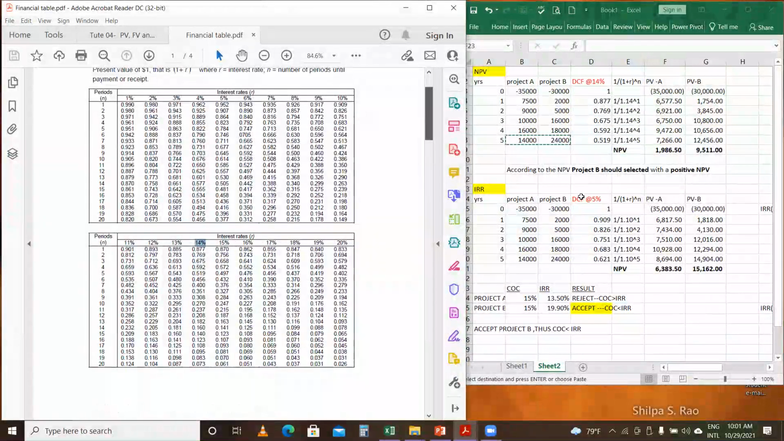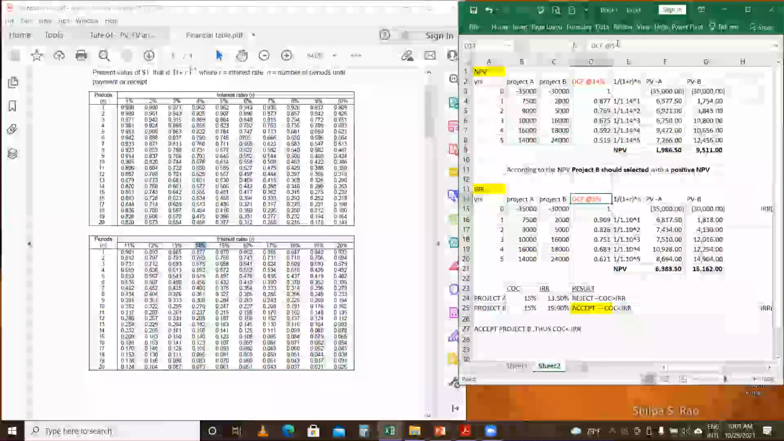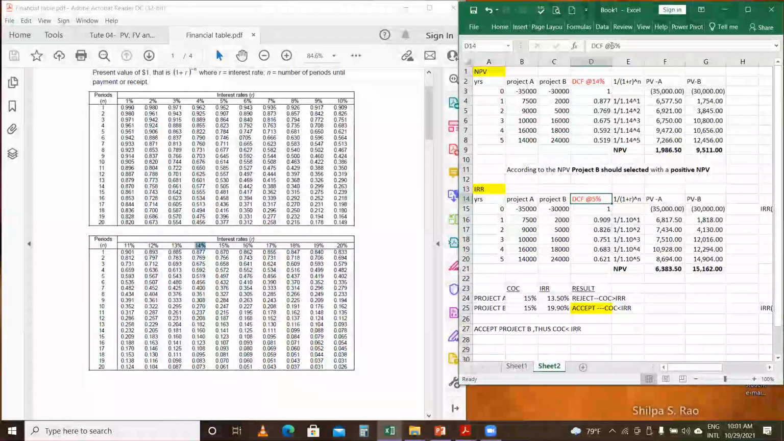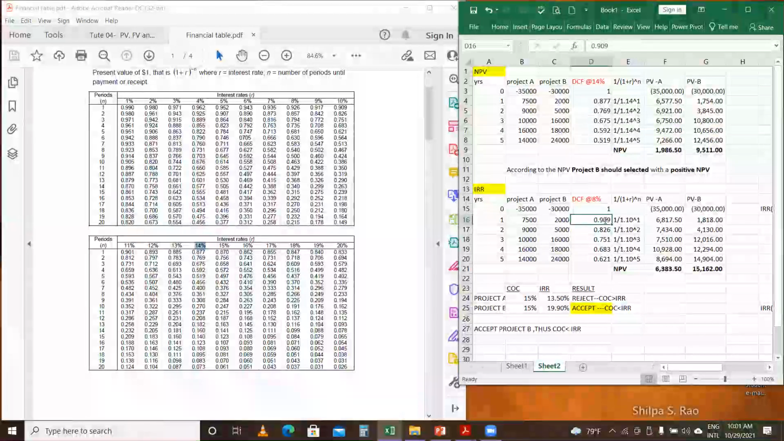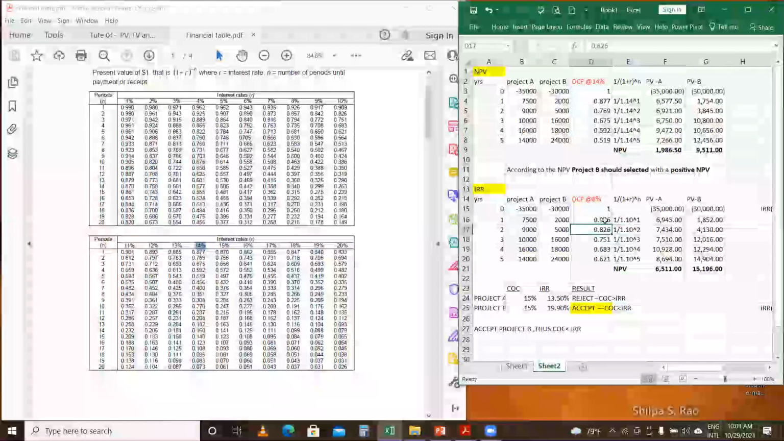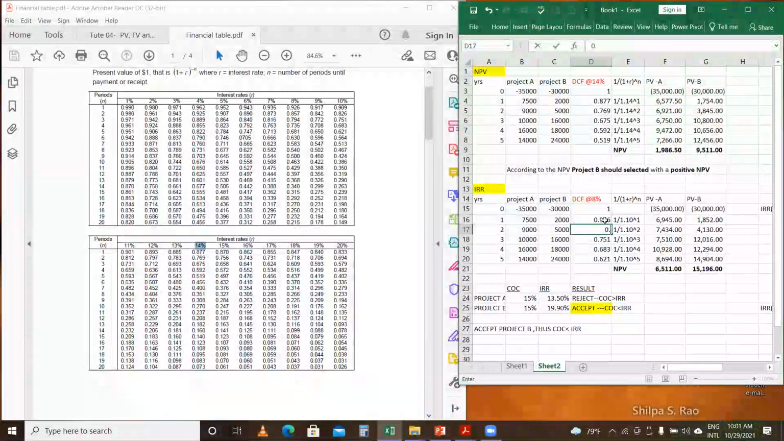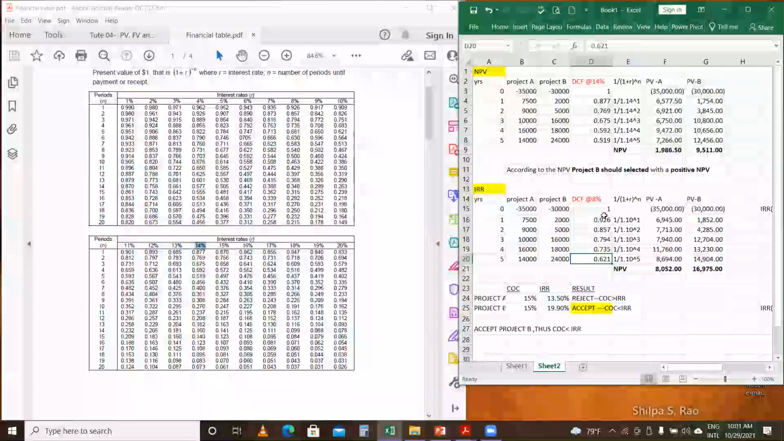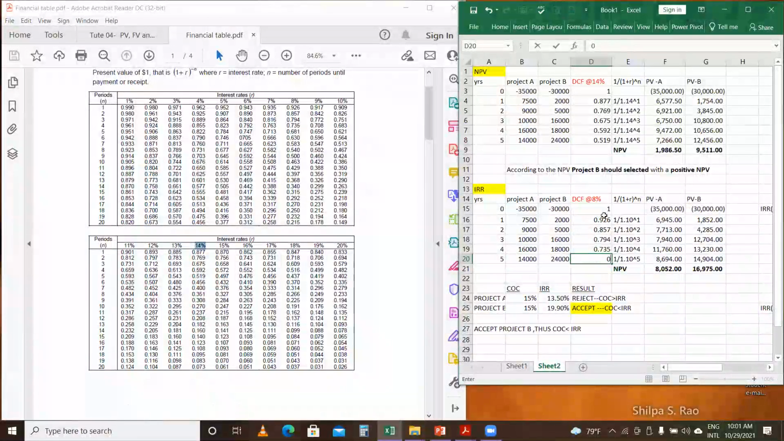තාම හදනවා. Okay. So I'm going to prepare the 8% as well. මෙතනට මම ගන්නවා 8%. 0.926, 0.857, 0.794, 0.753, 0.681.